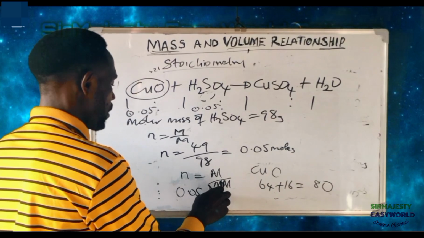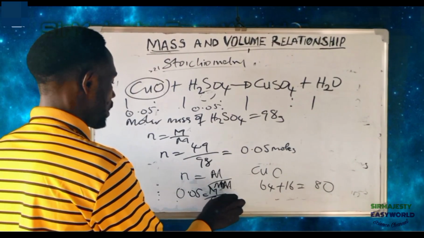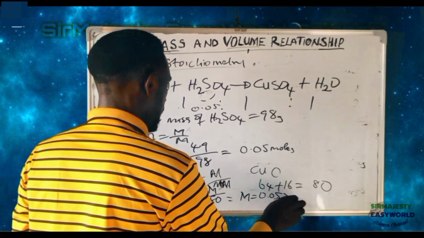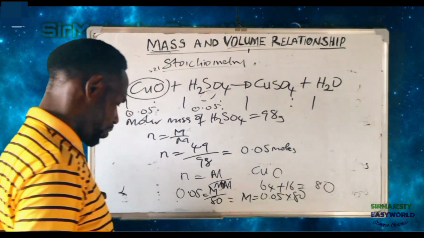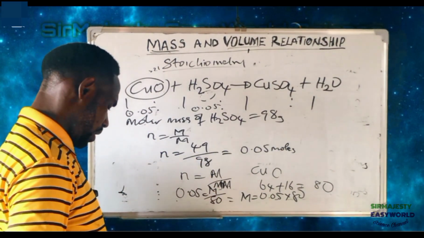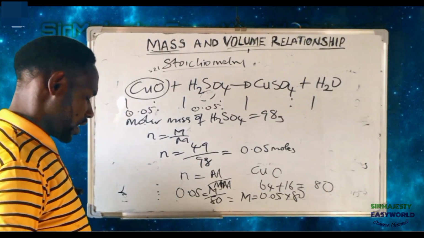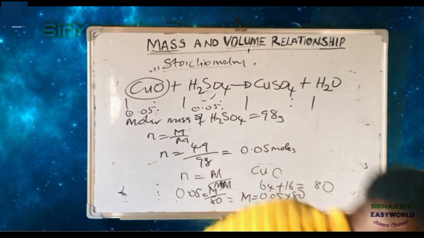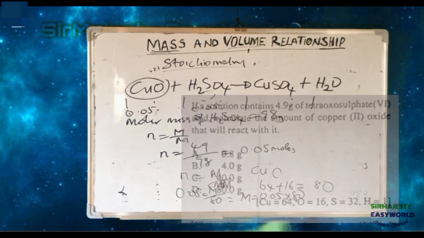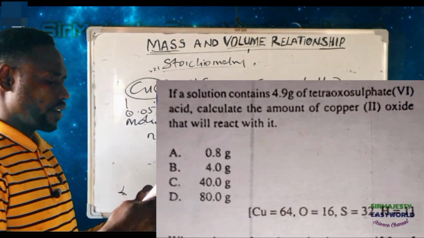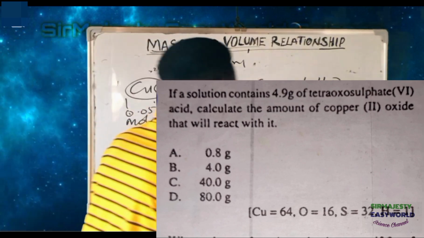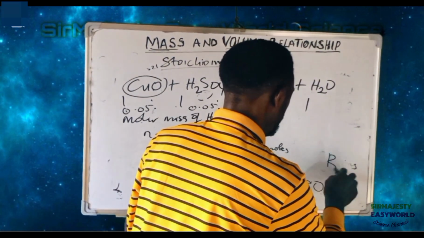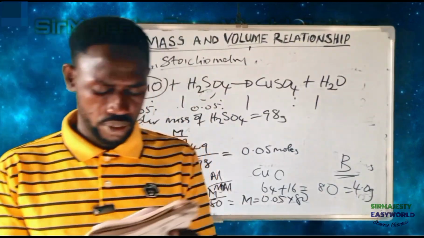So here we have that 0.05 is equal to the mass we don't know, all over 80, such that the mass now is equal to 0.05 times 80. So 0.05 times 80 gives us the answer, which is 4.0 grams. So the answer is 4.0 grams. Looking at the options, B has the correct answer. So our answer here is 4.0 grams, which is option B. All right. Go to the next one.